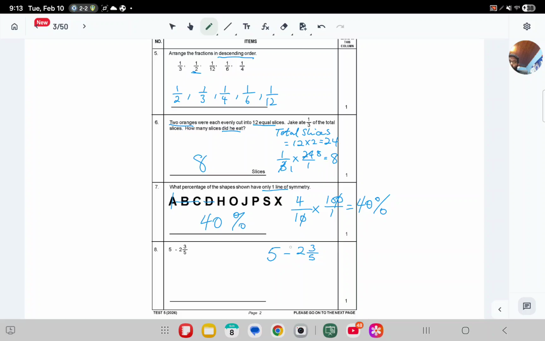Number 8, we have 5 wholes, take away 2 and 3/5. So what we will do, we'll take one from the whole, so this remains with 4, and we'll make that whole into a fraction. And we know the denominator here is 5, so that whole as a fraction will be 5/5. Take away 2 and 3/5. Alright, so we'll take away the whole numbers. 4 take away 2 is 2. Now we take away the fractions. 5 take away 3 is 2. Alright, so we have 2 and 2/5.